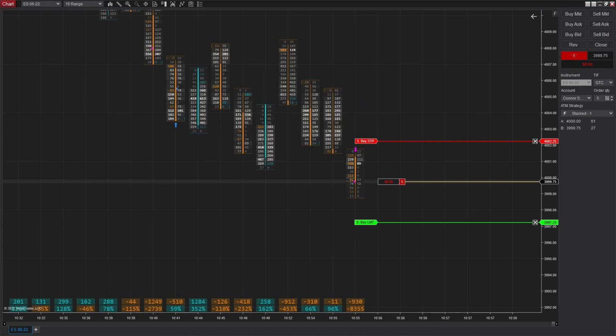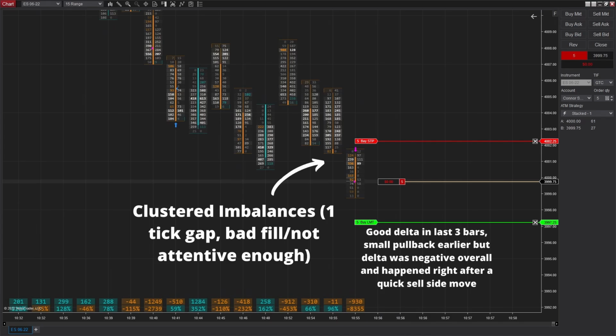Alright, we have a pretty interesting clustered imbalance here. Imbalances do carry over from previous bars as long as the tick distance is still 1 or less. We didn't get the best fill, but we're going to stick with it anyway.